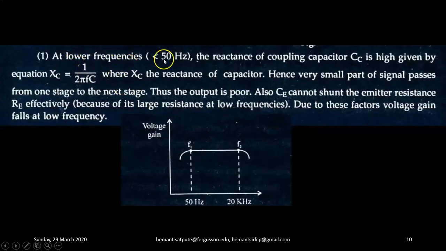Now at lower frequencies less than 50 Hz, the reactance of coupling capacitor Cc is high, given by the equation Xc equals 1 over 2 pi fC, where Xc is the reactance of the capacitor. Hence, a very small part of the signal passes from one stage to the next stage, thus the output is poor. Also, Ce, the emitter bypass capacitor, cannot shunt the emitter resistance Re effectively because of its large reactance at low frequencies. Due to these factors, voltage gain falls at low frequencies. So this is the major reason.